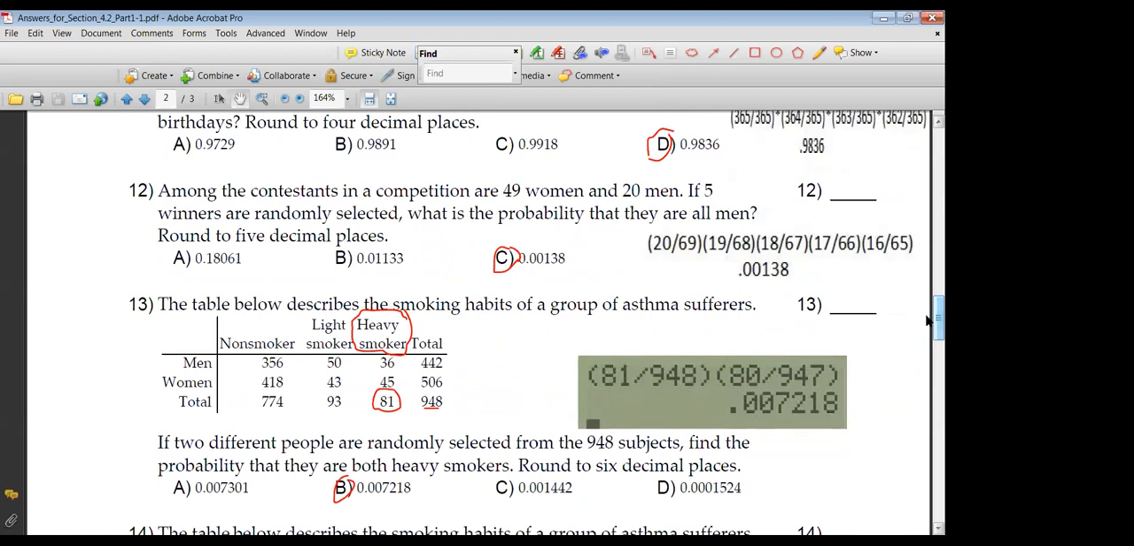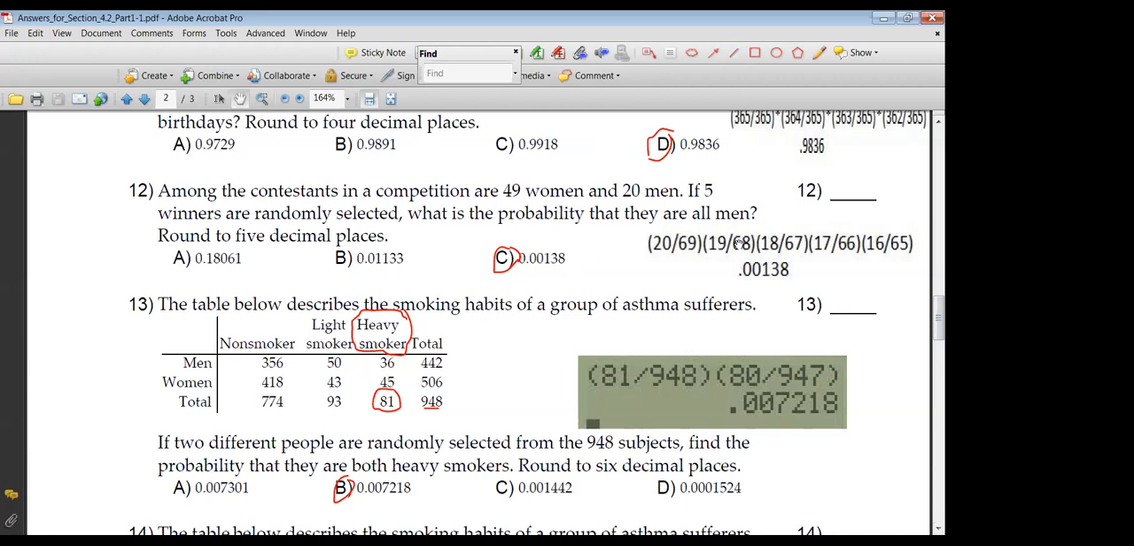You got 49 women in a competition and 20 men. Duh, he hasn't given me the total. How hard is it for me to add 49 and 20? Folks, you're in college. He's not going to hold your hand through this. He's not going to say, oh, by the way, make sure you add 49 and 20 to get a total of 69. He kind of figures you know how to do that.